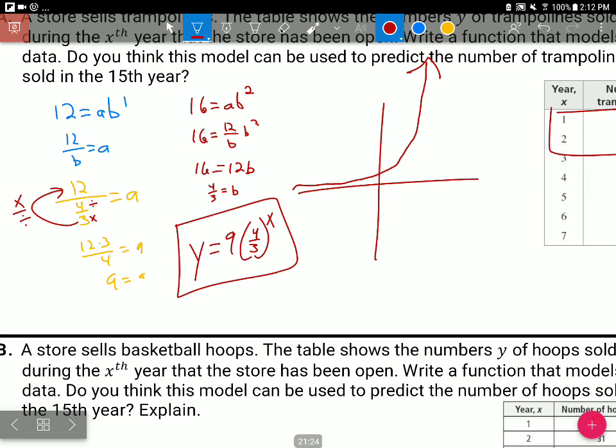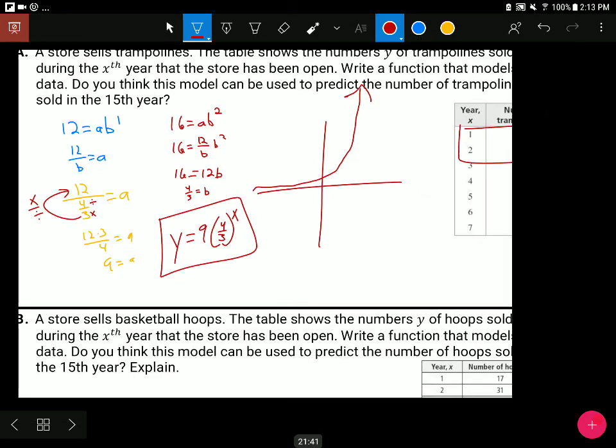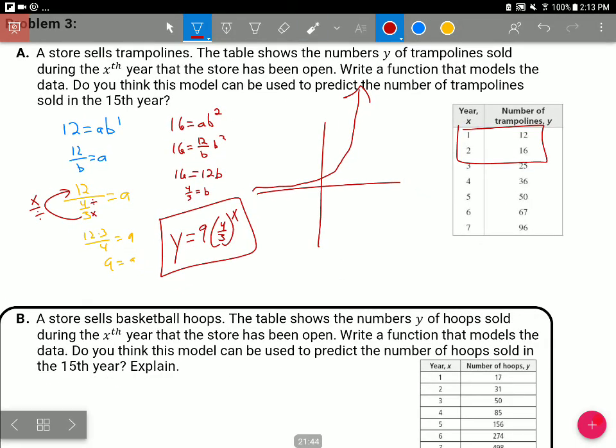So take a second. Plug in 15 for x real quick. Just take a calculator. 9 parentheses, 4 divided by 3, close parentheses, to the 15th. And what do you get? 673. Do you think a store that has been selling less than 100 for 7 years straight is all of a sudden going to jump up to 600 something? Probably not. So the answer in this case is no.